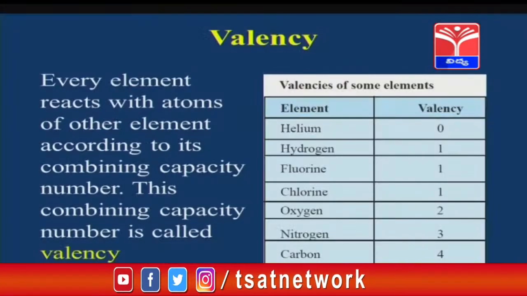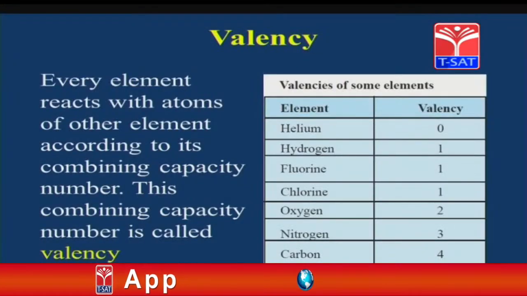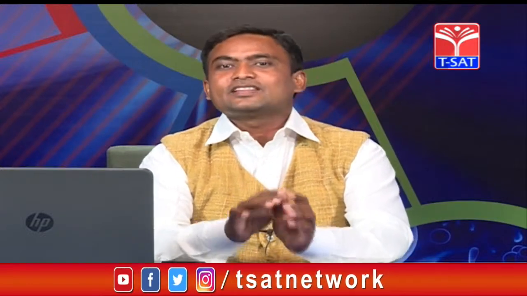Oxygen valency is 2. The oxygen element can combine with two other elements or two similar elements. So, you see here the valencies of some elements. Here two columns are there, one is element and another one is valency. In the element column the first one is helium. Helium valency is 0. That means helium does not combine with any other element. Helium is already stable because helium gas is considered an inert gas. Each and every element tries to get stability, so helium is already stable, that is why it does not combine with any other element and its valency is 0.